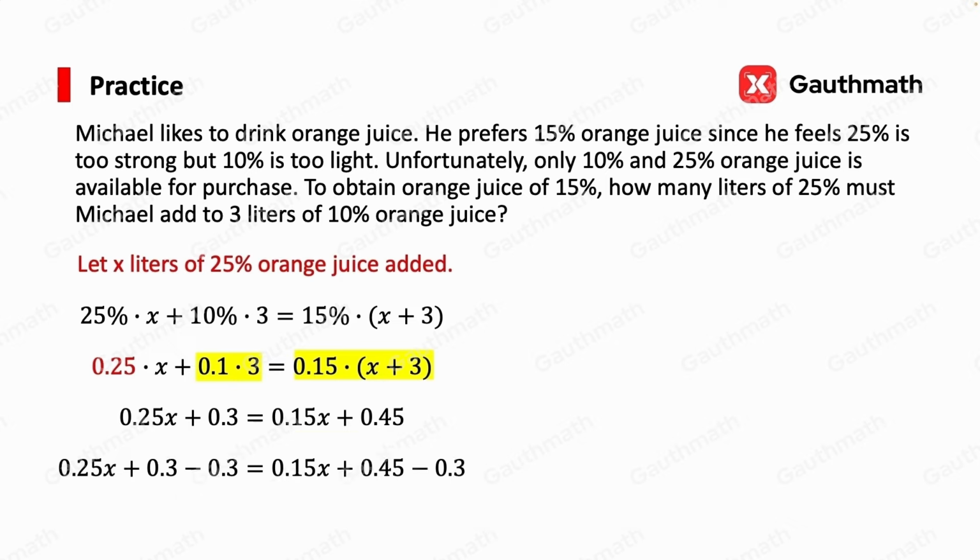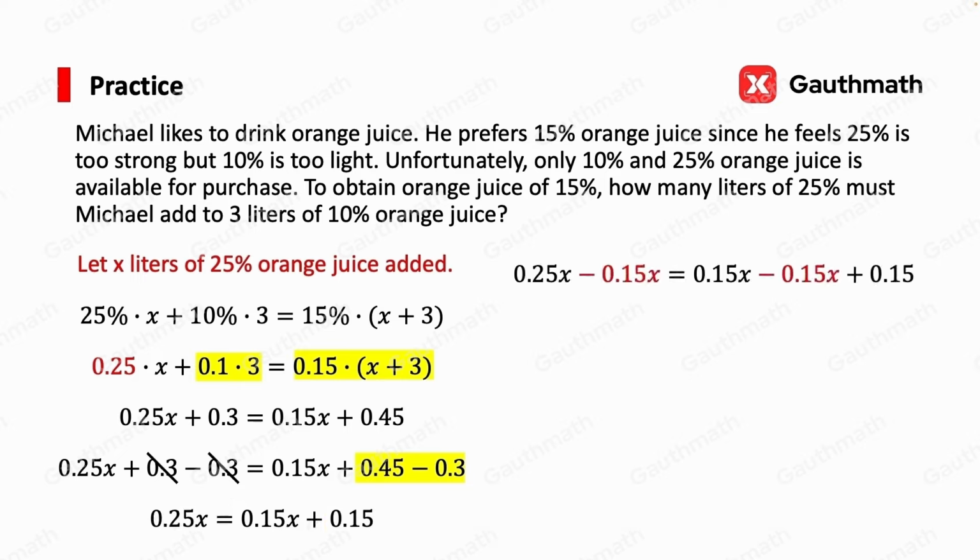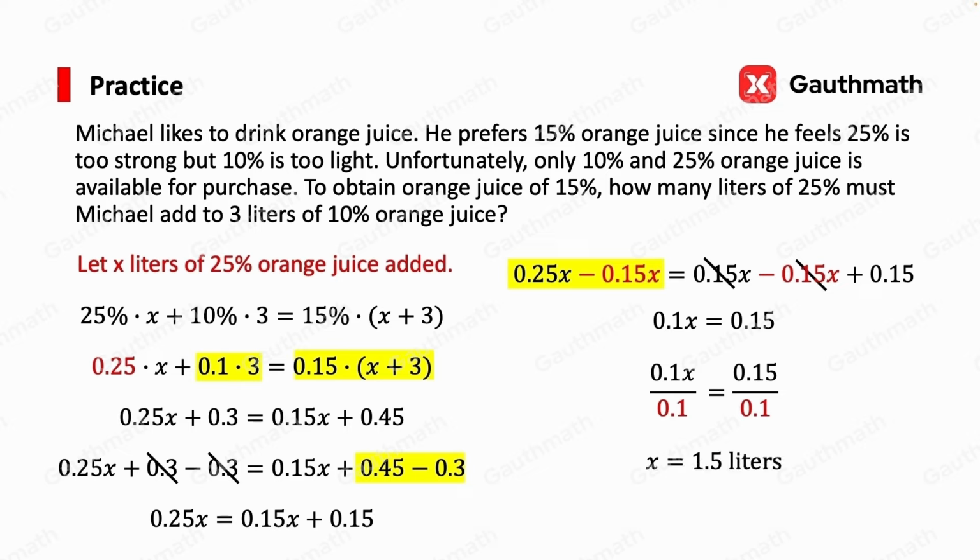And then we move the constant term to the right side. And then we move the variable terms to the left side by subtracting 0.15x. And then finally, we solve x equals 1.5 liters. Okay, that means 1.5 liters of 25% orange juice must be added.